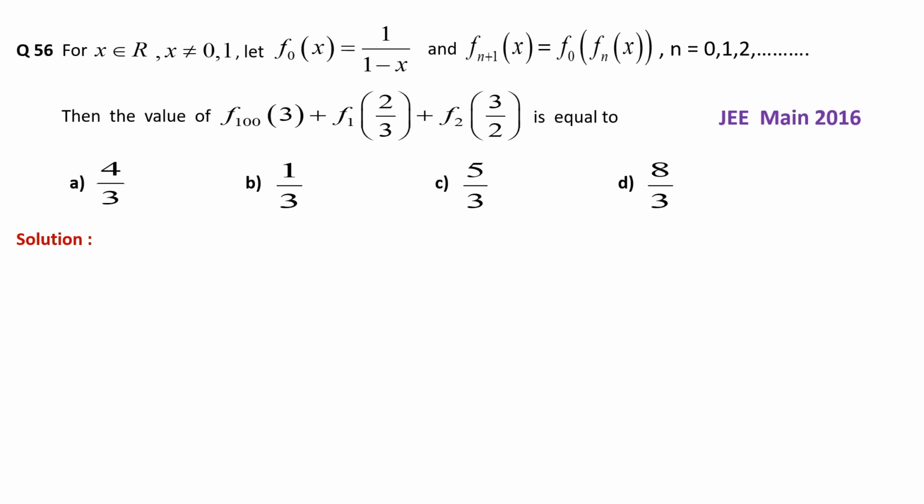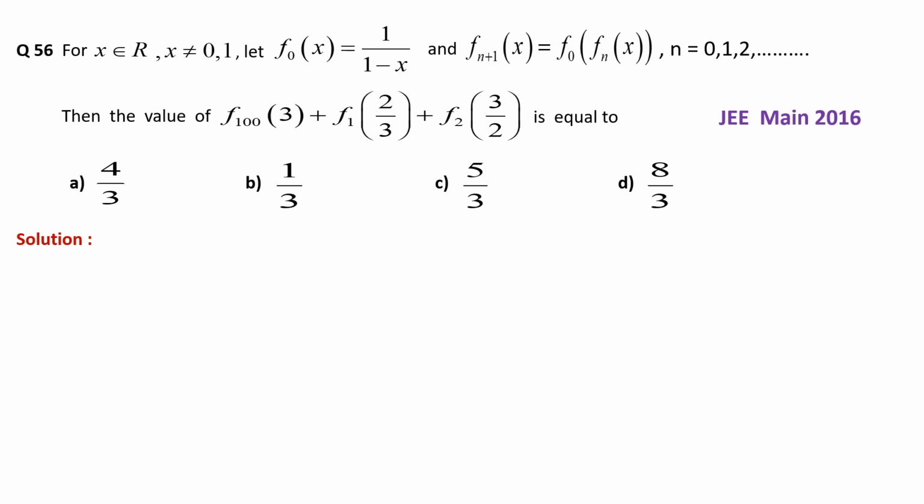It says for x belonging to capital R, x not equal to 0 and not equal to 1, let f0 of x equal to 1 upon 1 minus x and fn plus 1 of x equal to f0 of fn of x, where n can take values 0, 1, 2, 3 and so on. Then the value of f100 of 3 plus f1 of 2 by 3 plus f2 of 3 by 2 is equal to.